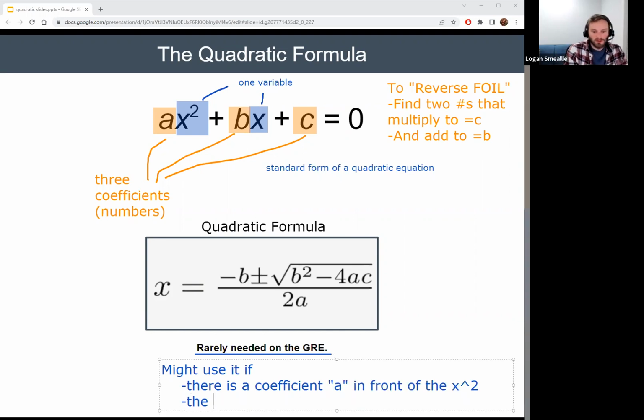Or if the C value is not easily factorable. These things just don't come up all too often on the GRE, so that's why this is not a major study topic, the quadratic formula.